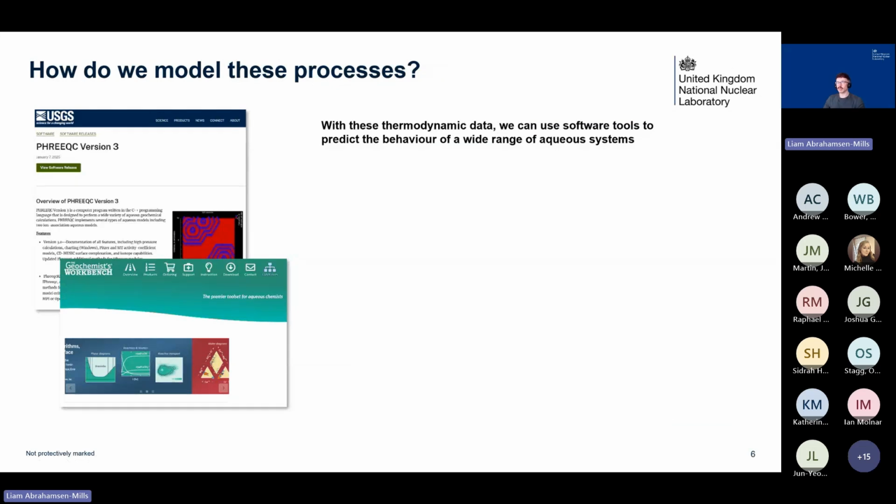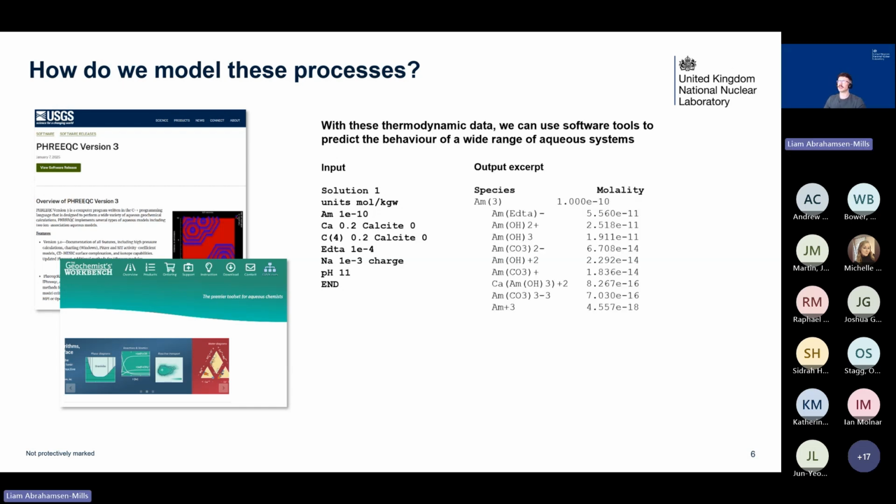How do we then go on to model these processes? We can use software tools such as PHREEQC and Geochemist's Workbench, that allow us to predict the behaviour over a wide range of conditions. And anyone who knows me knows that I'll take any opportunity to show a PHREEQC input and output file. So here's a really simple input that we can look at our americium and EDTA example a little bit more. So we can define a solution that contains americium, calcium and carbonate in equilibrium with calcite, EDTA, sodium, and quite a strongly alkaline pH.